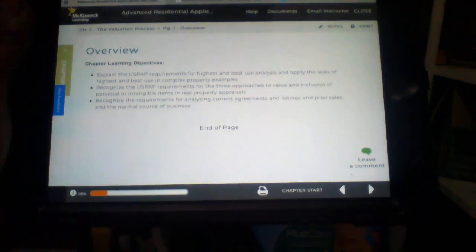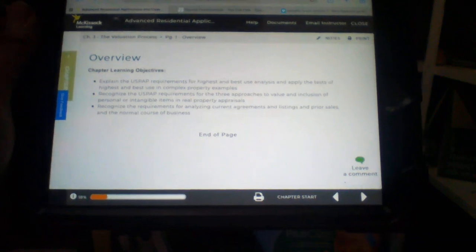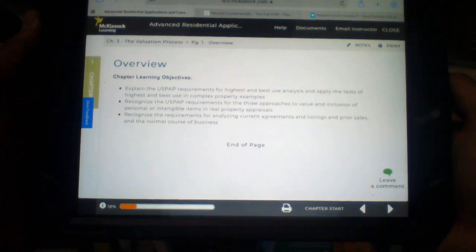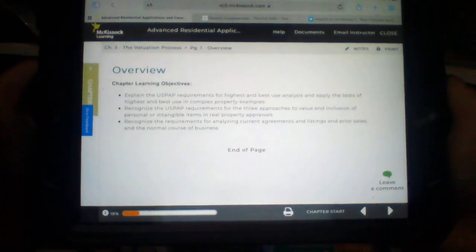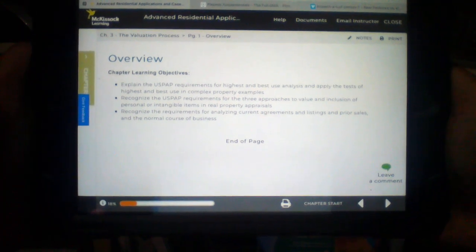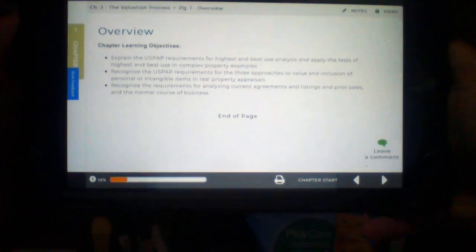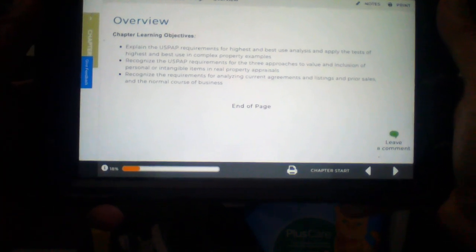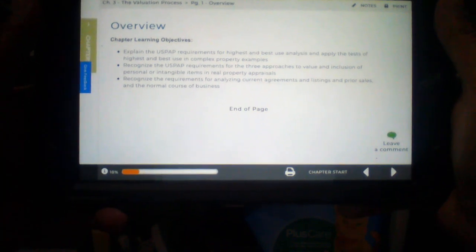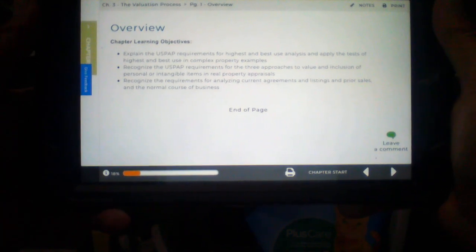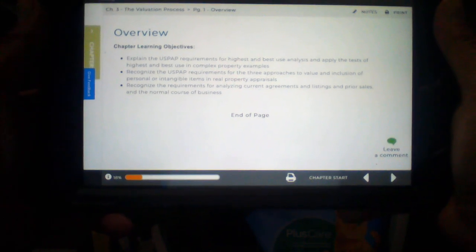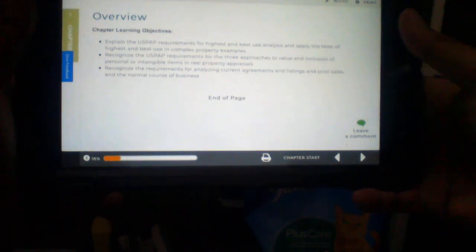Explain the USPAP requirements for highest and best use analysis and apply the tests of highest and best use in complex property examples. Recognize the USPAP requirements for the 3 approaches to value and inclusion of personal or intangible items in real property appraisals. Recognize the requirements for analyzing current agreements and listings and prior sales and the normal course of business. End of page.